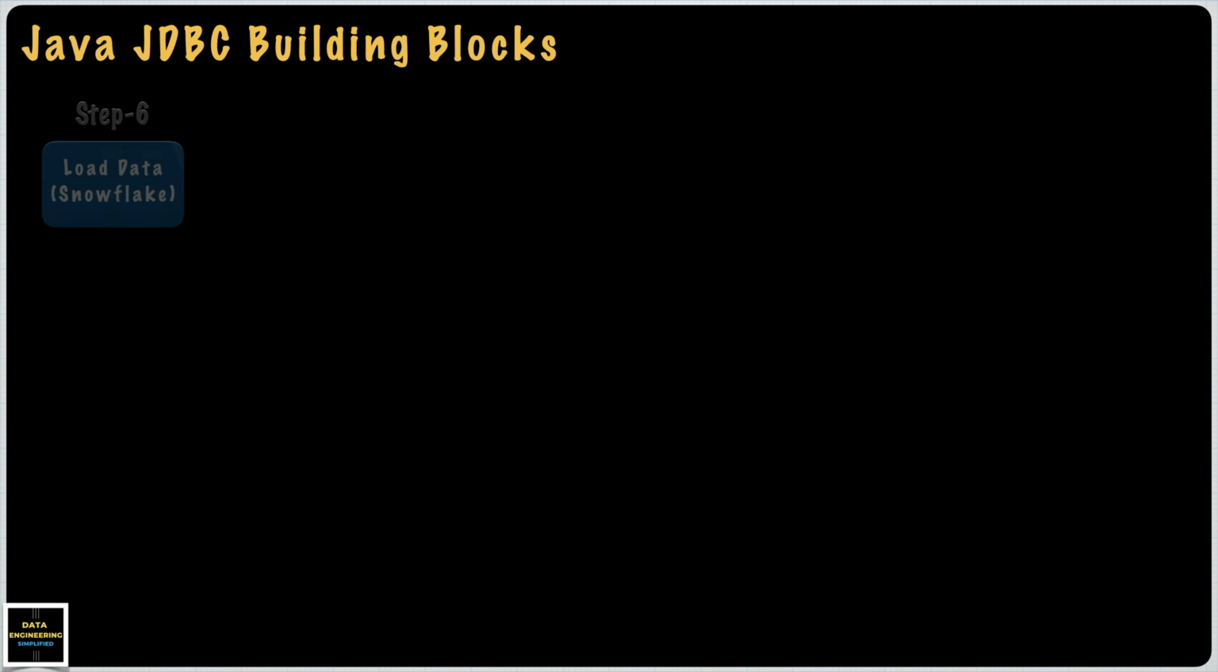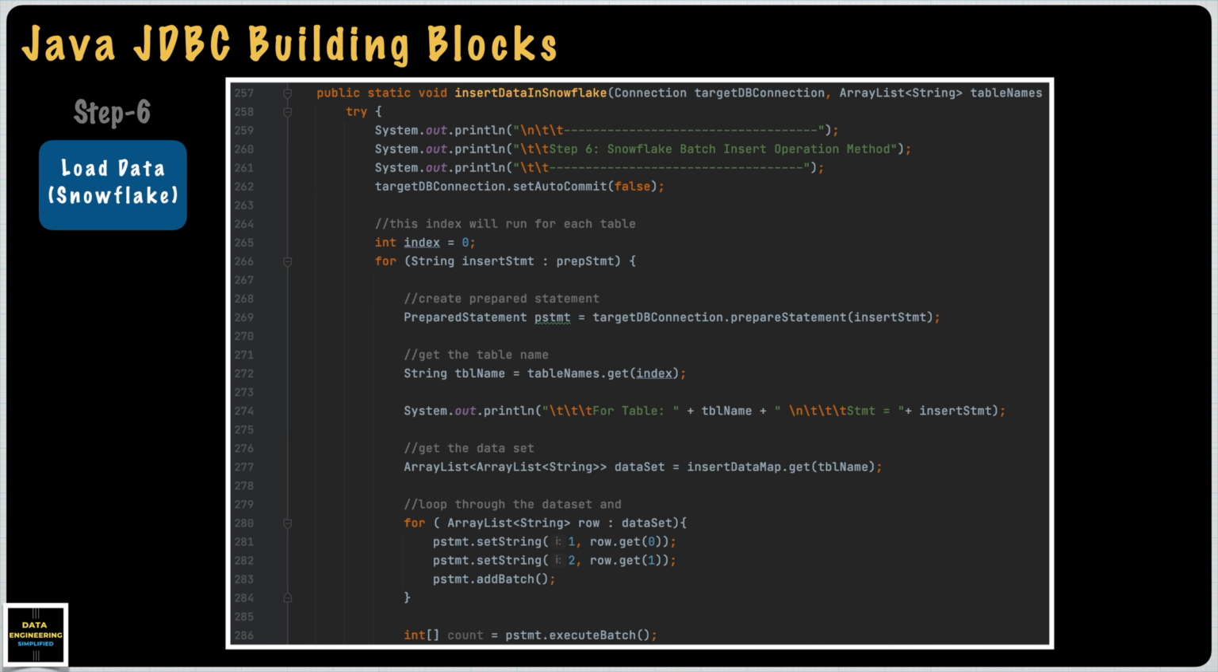Moving to our last step, step 6, where we will primarily load the data. This method may look a little complex, but stay with me and I will try to explain. This method will also take the target database connection, the name of the table, and also the prepared statement. Line number 262 will set auto commit equals to false, and this is one of the important things. Whenever you are doing a bulk operation, set auto commit equals to false.